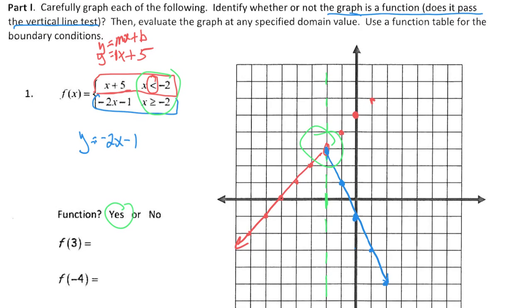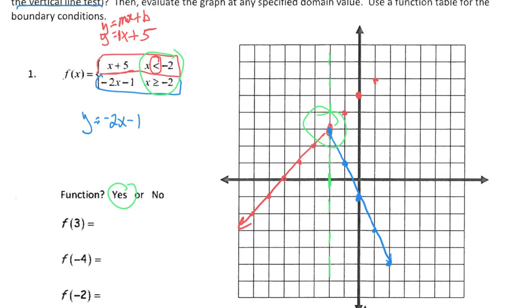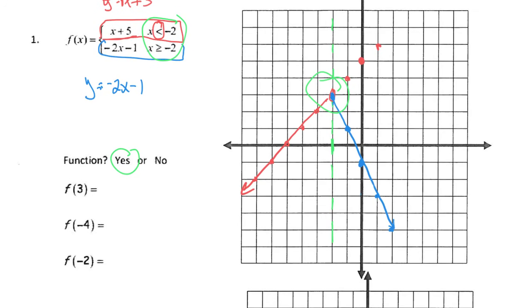Okay, and then it says evaluate the graph at any specified domain value. So these are the specified domain values, and we want to evaluate each of those. So when x is 3, what's the function equal is the question. So you go over to where x equals 3, 1, 2, 3, and then you go down. What's the function going to equal? Well, I didn't continue that slope all the way, but I could just go down 2 and right 1 more. And so the function is going to equal this value here. So that would be negative 1, 2, 3, 4, 5, 6, 7. So this is equal to negative 7.